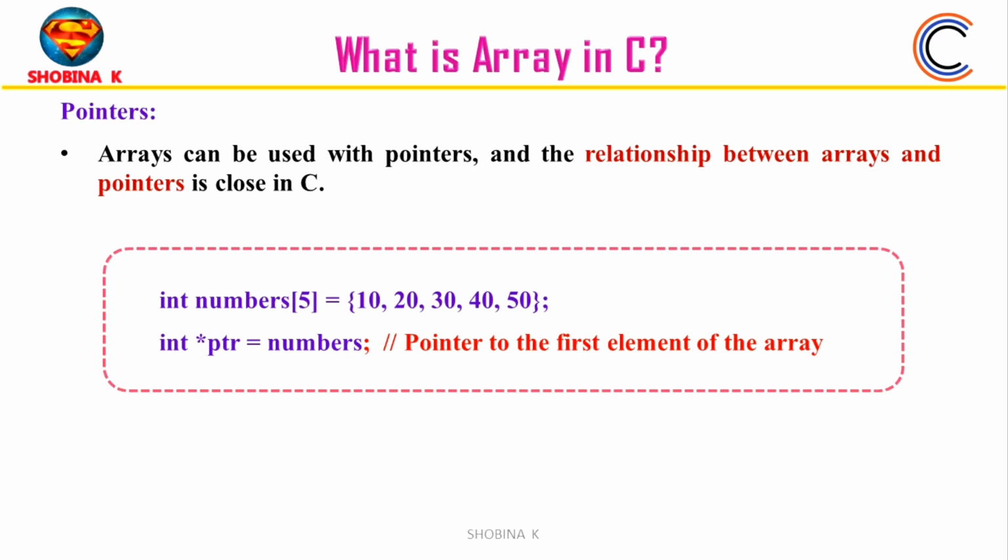In this code snippet, we declared an array named numbers containing 5 integers, which is initialized with values 10, 20, 30, 40 and 50. Then we declared a pointer variable named ptr. Int asterisk is a type specifier in C, indicating a pointer to an integer. So it denotes a variable that stores the memory address of an integer variable. The pointer variable is initialized to point to the first element of the numbers array. So ptr now points to the memory address of the first element of the numbers array, which allows you to access the elements of the array through pointer manipulation.